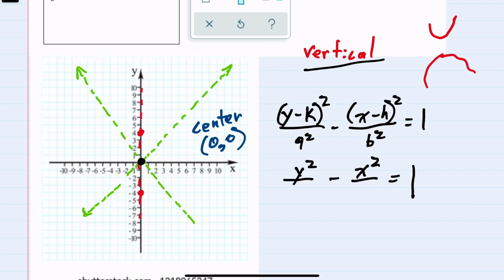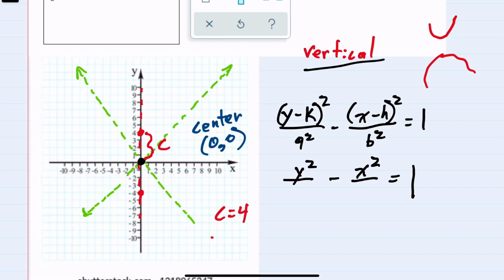Other pieces of information that I know is that from the center to the foci, this distance is c, and here that distance is 4. So c is 4. And we don't need c in order to write the equation. I do need a and b.